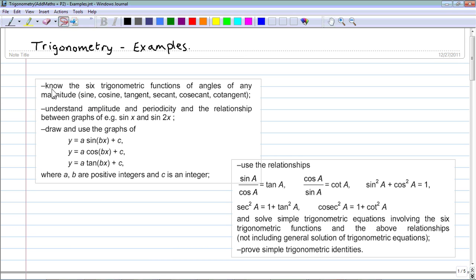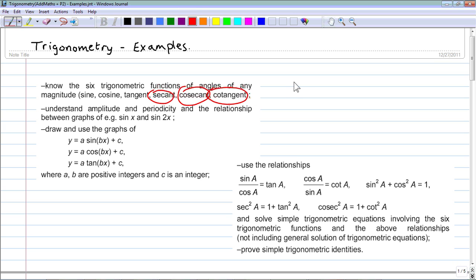We have from the syllabus, these two boxes are taken from the syllabus document. Firstly, we need to know the 6 trigonometric functions of angles of any magnitude: sine, cosine, tangent, secant, cosecant, cotangent. So it's secant, cosecant and cotangent there. So let me underline or just identify clearly these three: secant, cosecant, cotangent.